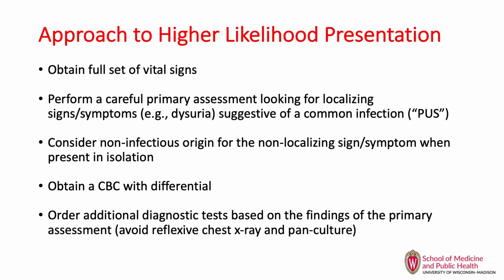Now, if you have a high-risk non-localizing sign or symptom, then obviously we want to do a complete set of vital signs and a good primary assessment, looking for the source of infection. One of the big problems that we encounter a lot in skilled nursing facilities is that UTI gets blamed for a lot of things.